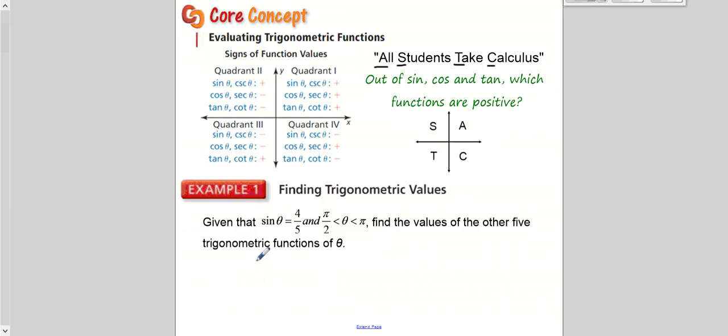So sine of theta is 4/5. They want us to use that Pythagorean identity of sine squared theta plus cosine squared theta equals 1. Sine theta is 4/5. Solve for cosine.